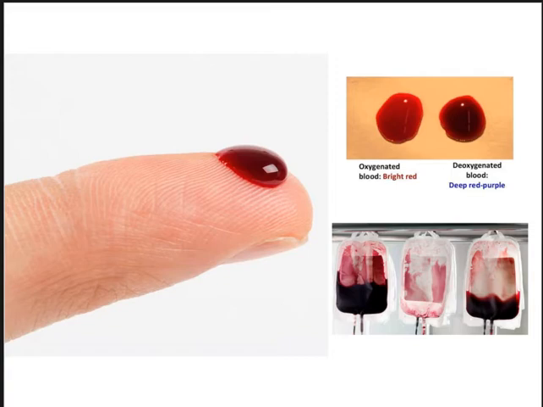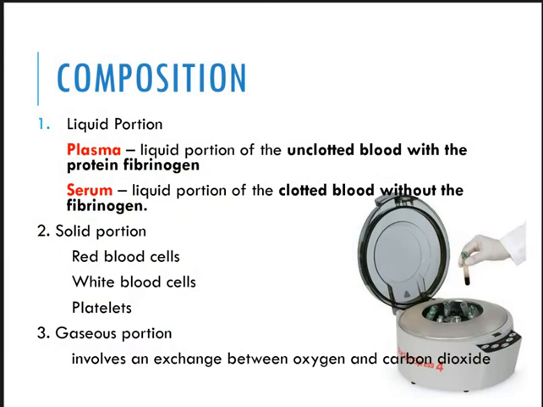Now, next up, the question is, what are the components of your blood? It's not only limited to having a water consistency; it has certain compounds and cells in it. We have here the liquid portion, which has two phases. First we have plasma, and then we have serum. They are basically the same, but the only difference is that serum is the liquid portion of the clotted blood.